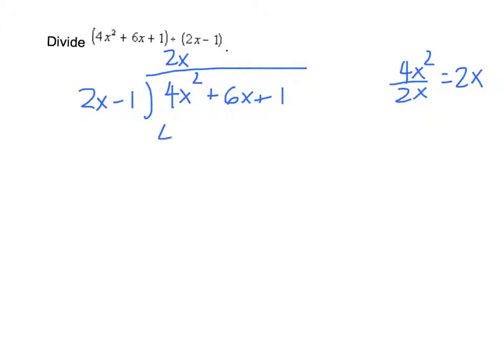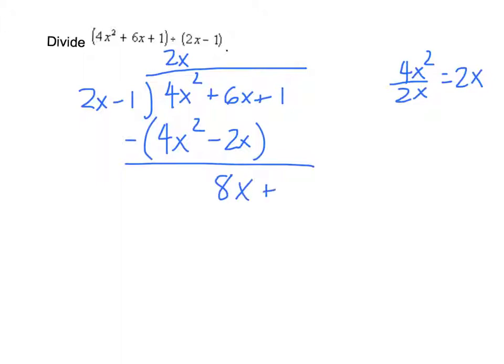Multiply it through, we get 4x squared, 2x times minus 1, minus 2x. And then subtract down. 6 minus a minus 2 comes out to be 8x. Bring down the plus 1. 2x into 8x goes in positive 4 times. Multiply through. 4 times 2x, 8x. 4 times minus 1, minus 4. Subtract. 8x's cancel. 1 minus minus 4 is positive 5.